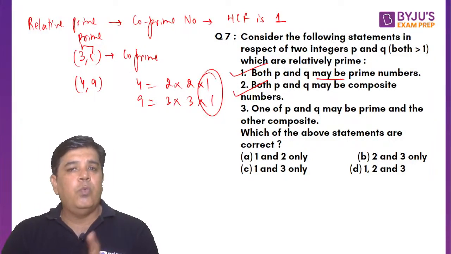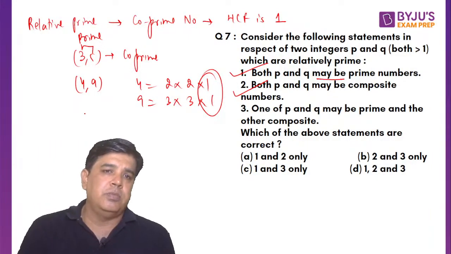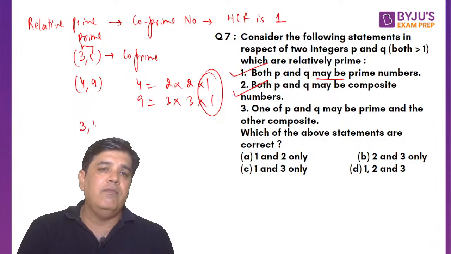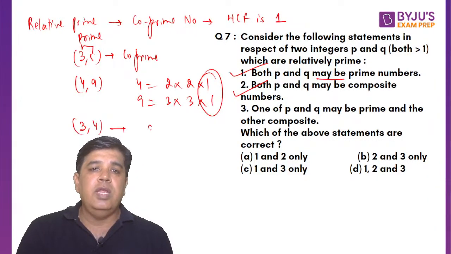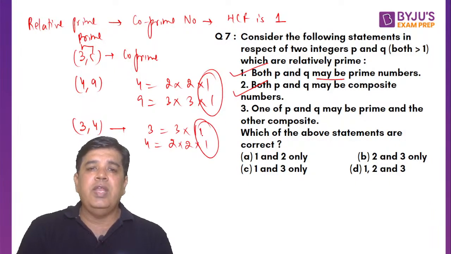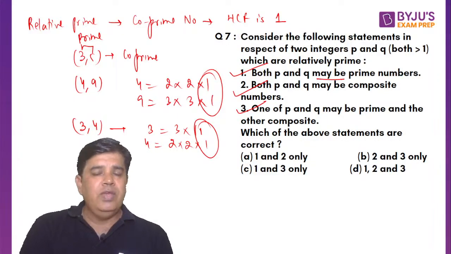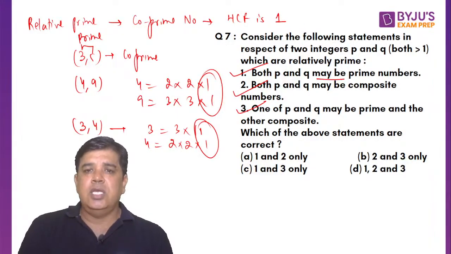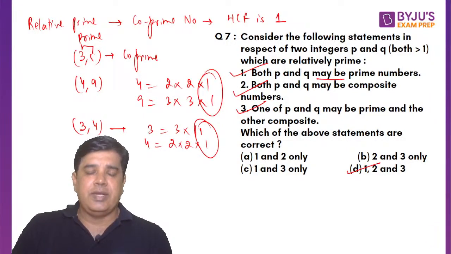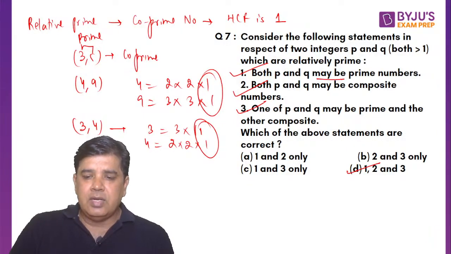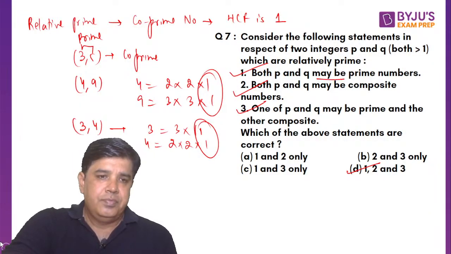One is prime, one is composite. This is also possible. Like 3 is prime, 4 is composite. For 3 we will say 3 into 1. For 4 we will say 2 into 2 into 1. So for every statement we have one possibility each. So we can say that yes, this may be possible, right? So all the 3 are correct. Answer is D part.